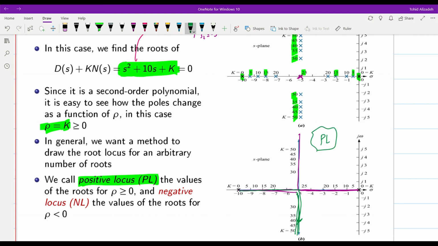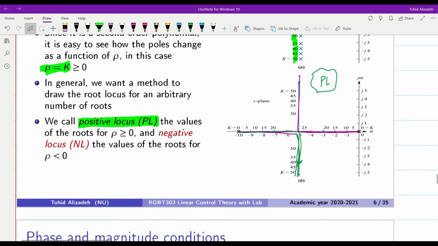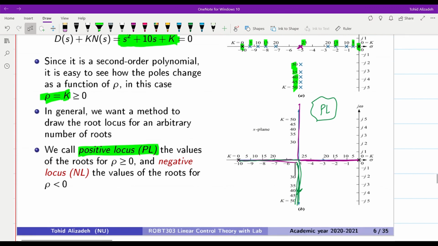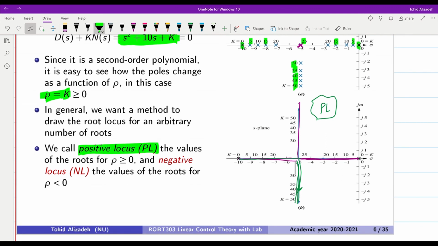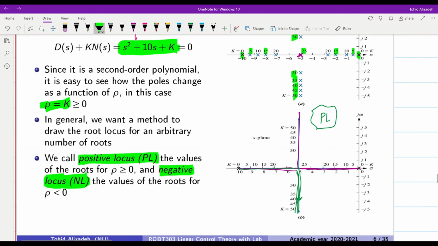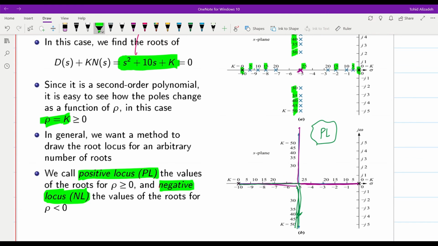We call it positive locus. For the negative values, we'll get the negative locus curve. We will see how to get the negative locus curve in the upcoming examples. But for now, keep in mind that we will have two parts for our Root-Locus, the positive locus and the negative locus. In the next video, we will go through the phase and magnitude conditions, which are quite essential rules that you need to know when dealing with the Root-Locus approach.